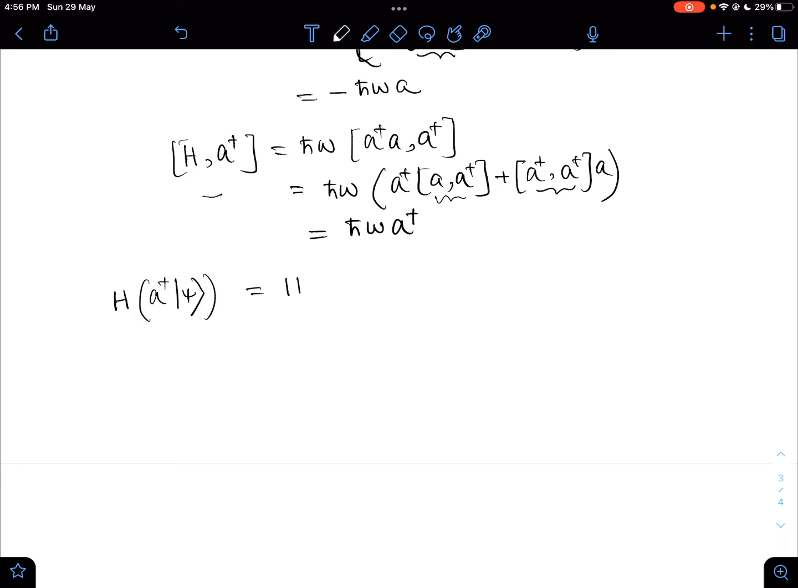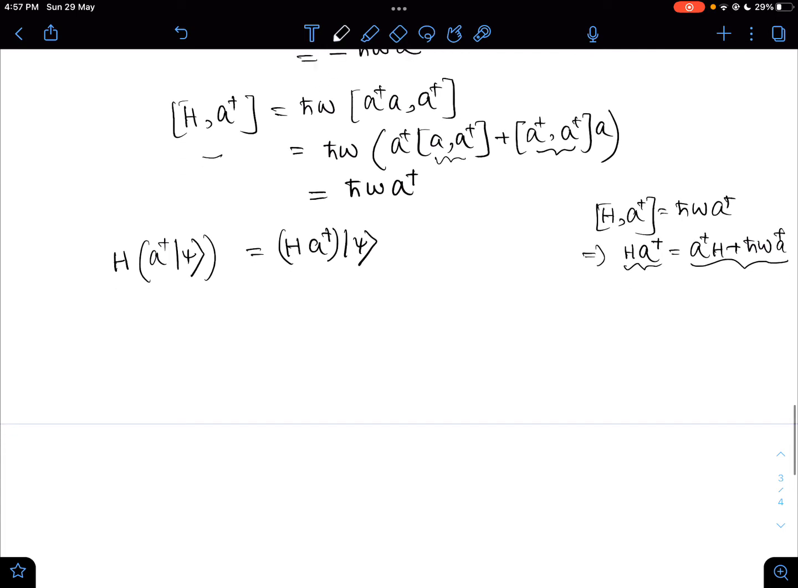So we have this operator H a†. This operator is acting on psi, but we know that [H, a†] has the value ħω a†. So from here we can write H a† to be a† H plus ħω a†. If we replace this, we will get a† H psi as the first term, and the second term will be ħω a† psi.